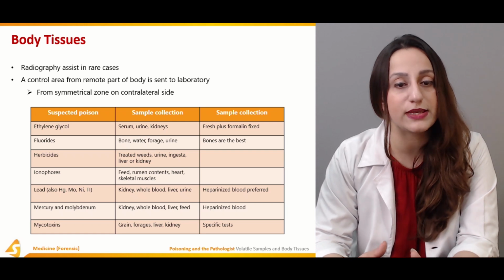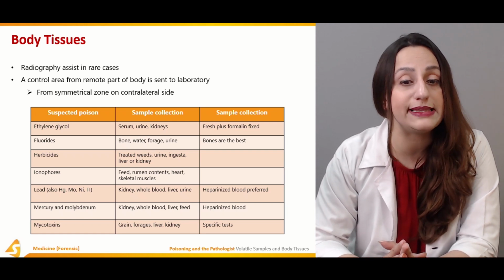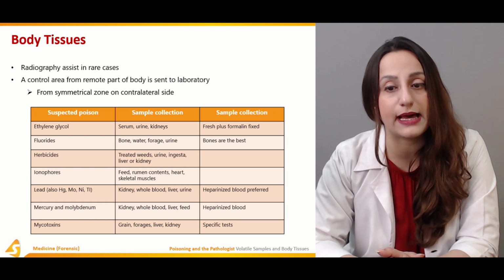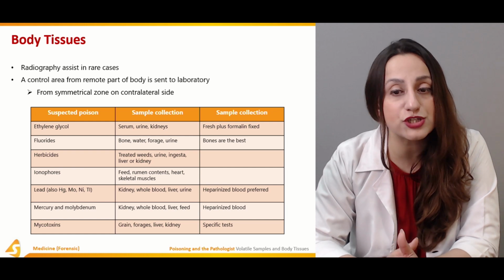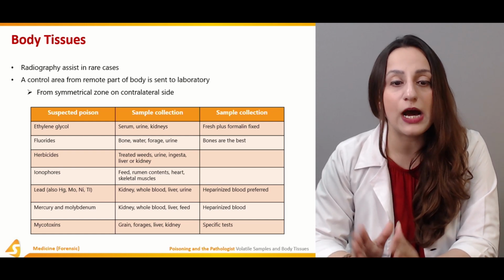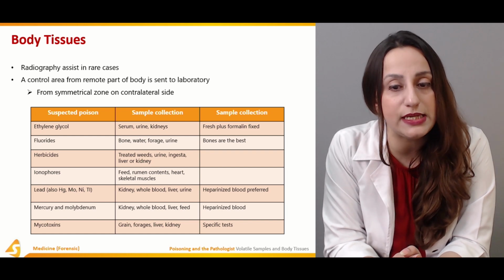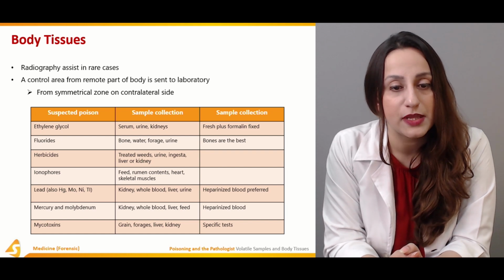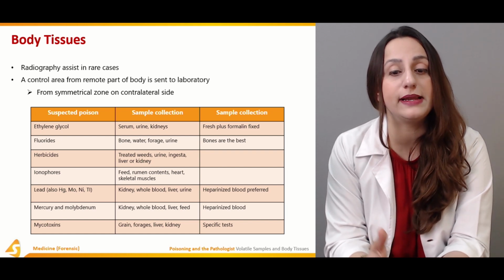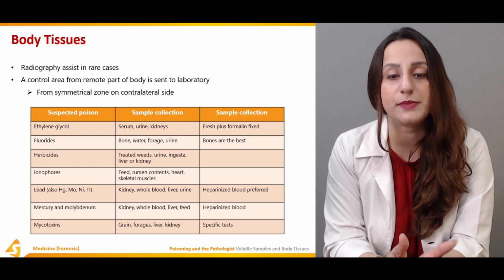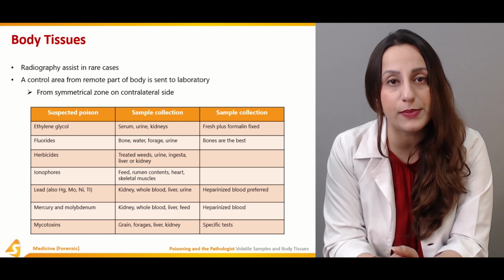So for suspected poisoning, if it is a case of ethylene glycol, then the sample collection is from serum, urine and kidneys, and the sample collection is fresh plus formalin fixed. Now, if we are suspecting, for example, cases of herbicides, it can be treated weeds, urine, ingesta, liver or the kidney that are sent as the sample collection. Talking about lead, kidney, whole blood, liver and urine are sent as sample collections. And if you're talking about mercury, it can be kidney, whole blood, liver, feed.